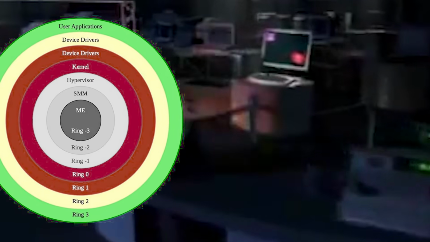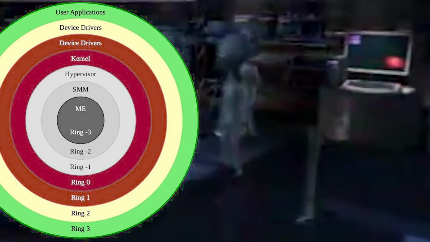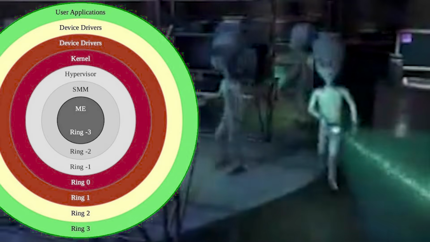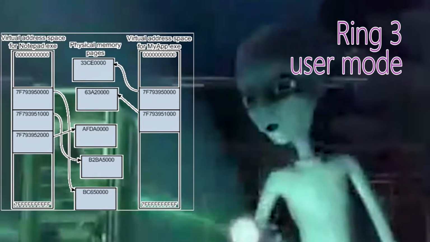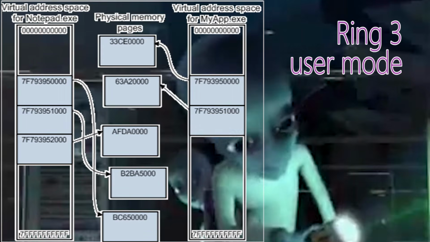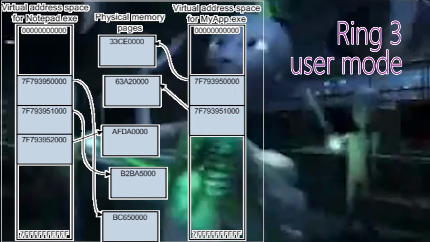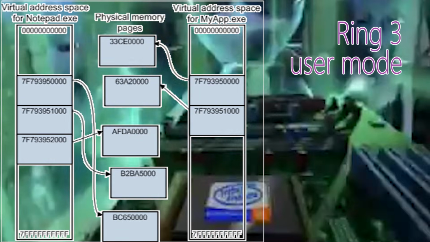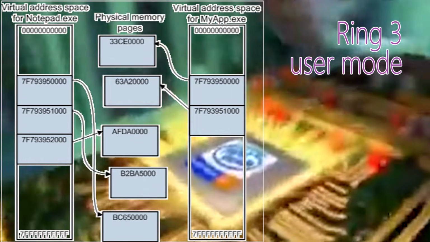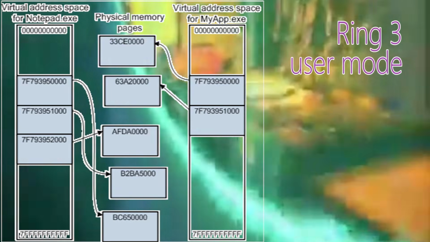So let's have a closer look at all those rings and how they are used today, in order of privilege from lowest to highest. Ring 3, or User Mode, is where everything normal runs, for instance your game and Discord app. In general, they can't see each other's memory. In fact, they think they own the whole memory, that is, they are sandboxed. Which in general is a good thing.